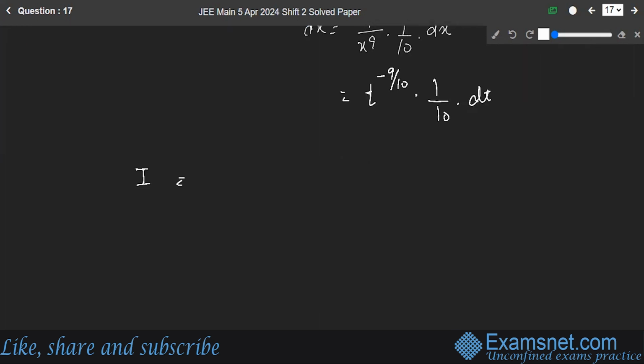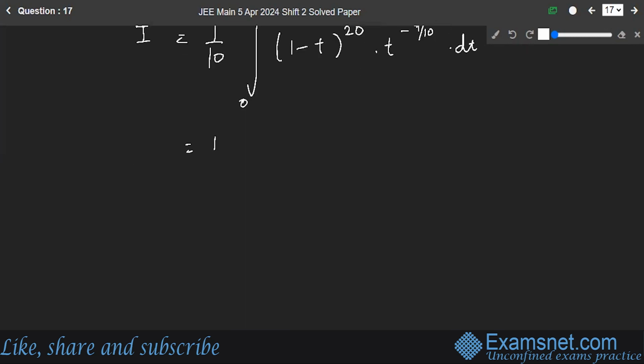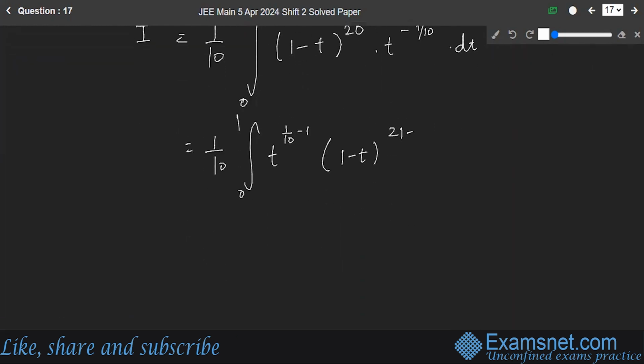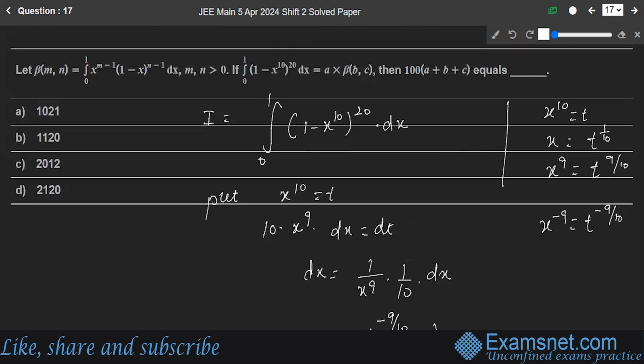Your integral now will be equal to 1 by 10, taking it outside, limit 0 to 1, 1 minus t whole raised to power 20, t raised to power minus 9 by 10 into dt. So further, this will be 1 by 10, 0 to 1. Now I can write it like this. t can be written as t raised to power 1 by 10 minus 1, and 1 minus t can be written like this, raised to power 21 minus 1 dt.